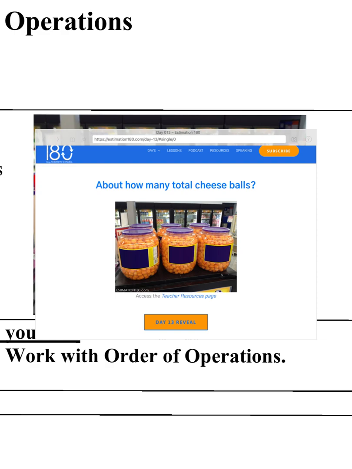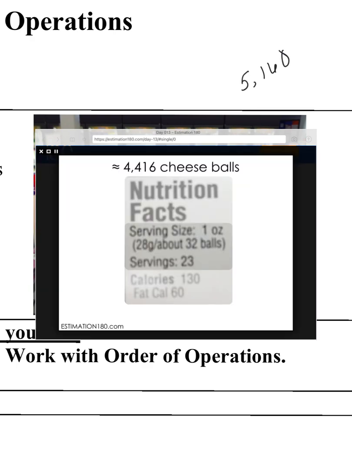So I'm going to write that. Let's do 5,160. There's my estimation. So let's see if I am correct. Ooh, I was off by about, not too much actually. So the correct answer is 4,416.